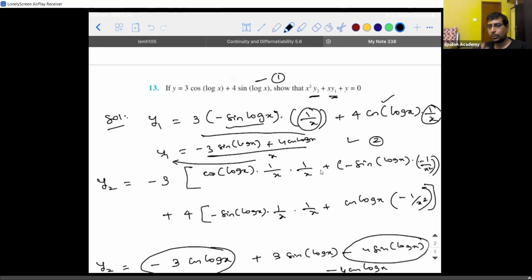Okay, this is all about handling the problems from this exercise. The remaining 4 or 5 problems, we'll finish it in the next class. By next class, this chapter also will be over. So from Tuesday, I'll be starting applications of derivatives.